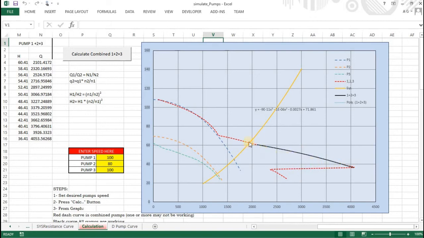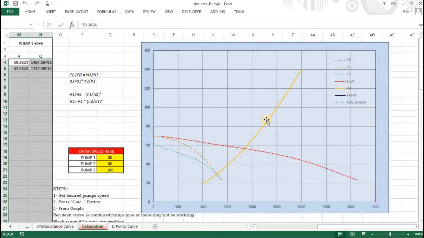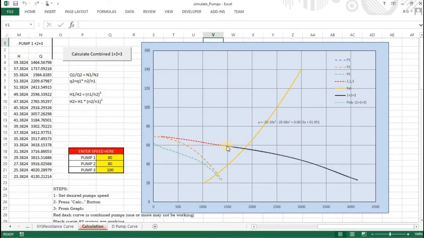So I can know exactly if I'm operating in this point, pump 1 and 2 is delivering, pump 3 is not delivering anything. But if I reduce the first one to 80% and recalculate it, I can see now that the 3 pumps are running actually. So by this I can figure out where is my operating point, how each pump is contributing to the flow rate.